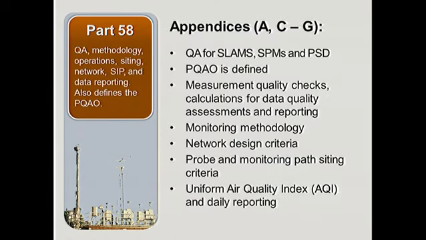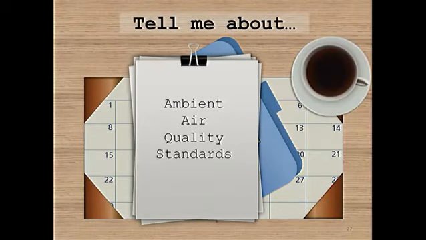Additionally, Part 58 includes several significantly important appendices, including Appendix A, which are the QA requirements for SLAMs, SPMs, PSD monitoring, and PQAOs, which are also defined in this appendix. And it also includes measurement quality check requirements, calculations for data quality assessments, and reporting. Appendix C covers monitoring methodologies. Appendix D, network design criteria, which will be discussed in detail tomorrow. Appendix E, probe and monitoring path siting criteria, and Appendix G, the Uniform Air Quality Index.